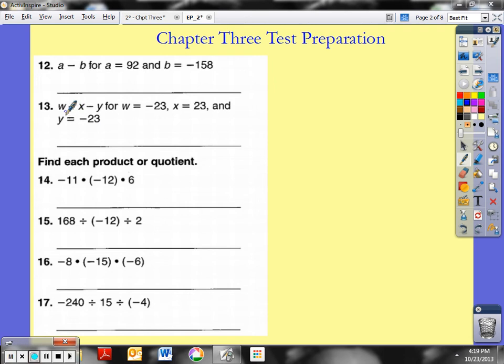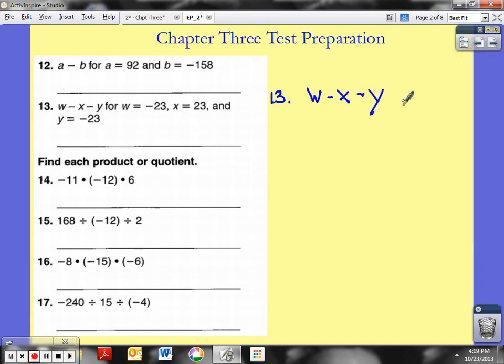So if I look at this, it's w minus x minus y for w equals negative 23, x equals 23, and y equals negative 23. Now again, if I'm solving this on a piece of paper, I might first say, this is my work for number 13, Mr. Giomini. And I might write w minus x minus y. Then I know that w equals negative 23, minus x is 23, and then we have minus y is negative 23.